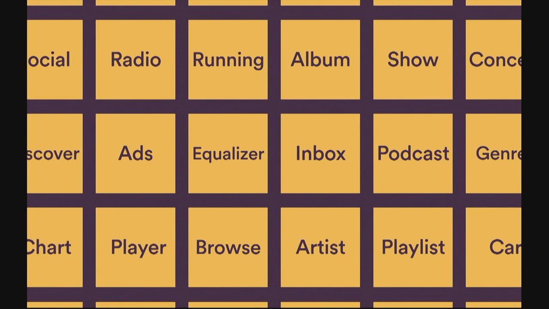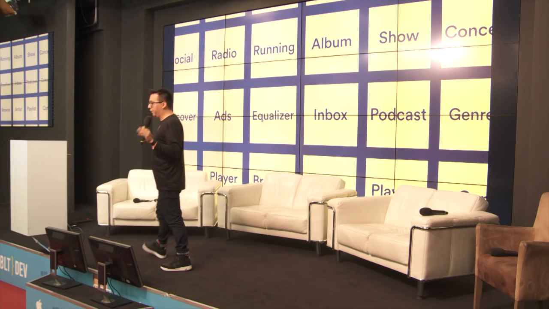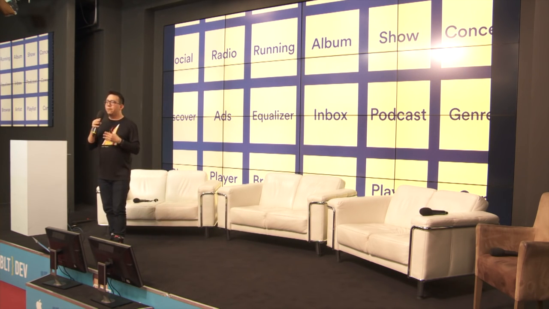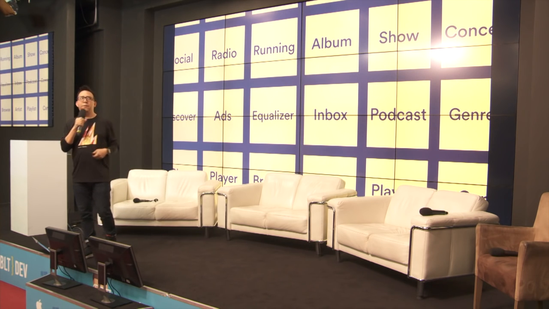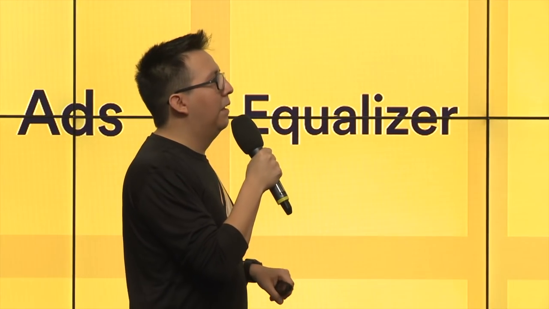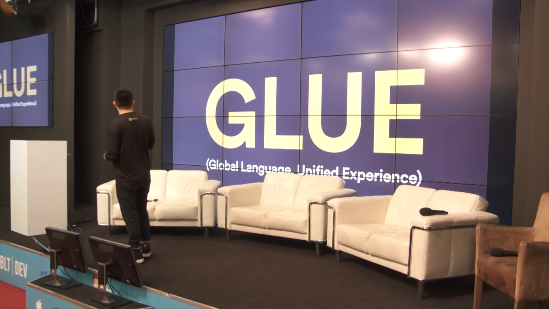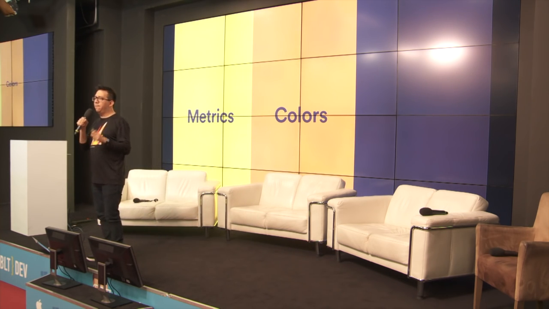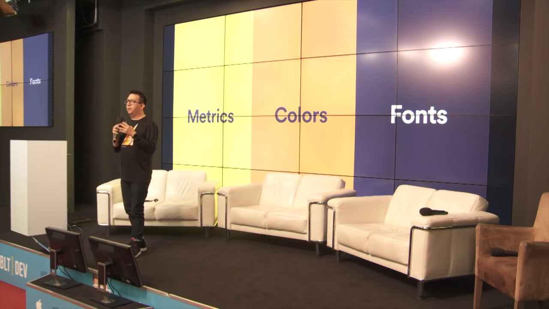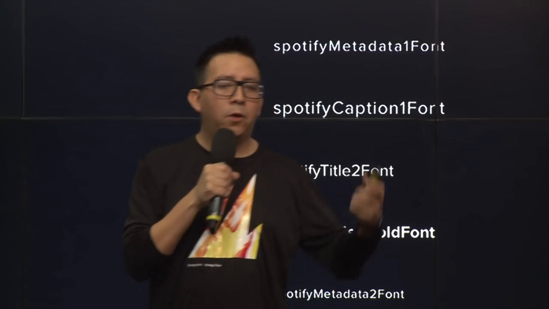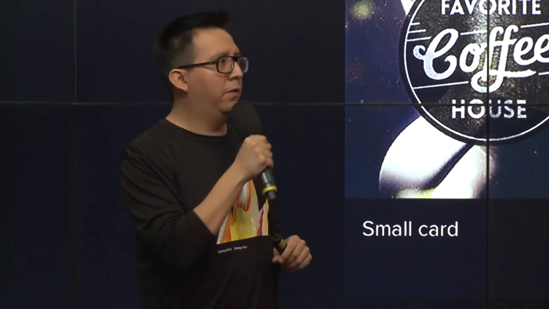And going back to this slide, well, you see these features, and what we are probably missing is some kind of glue that binds them together. So that's what we developed. This glue that we call global language for a unified experience. And this is a really, really cool story. So glue is a set of metrics, colors, and fonts that are combined together to create components like buttons or titles, headers, whatever, or even things that are more complex, like this card here that represents a playlist.